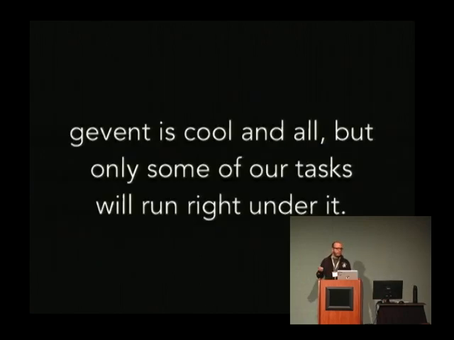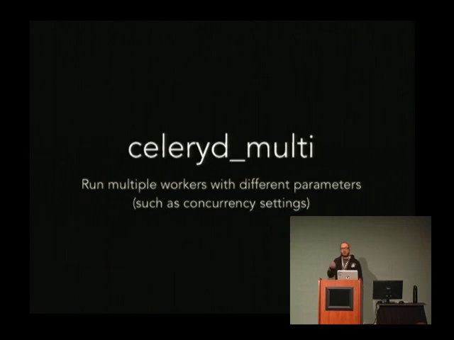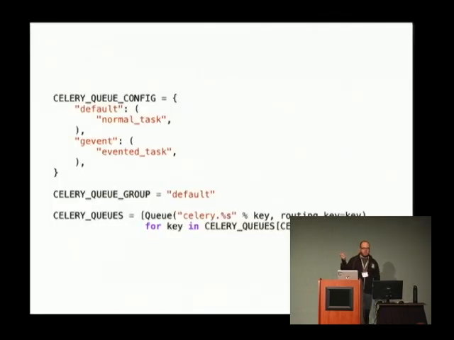So let's talk about gevent. Gevent's awesome. You can get a lot of concurrency, but in the real world, not everything works on gevent. So we have to run some tasks in gevent mode, some tasks in multiprocessing mode. Thankfully, there's this thing called Celery multi, which basically controls a whole bunch of workers running on a single box. It'll handle starting and stopping them and making sure they're running and doing status checks and so on.